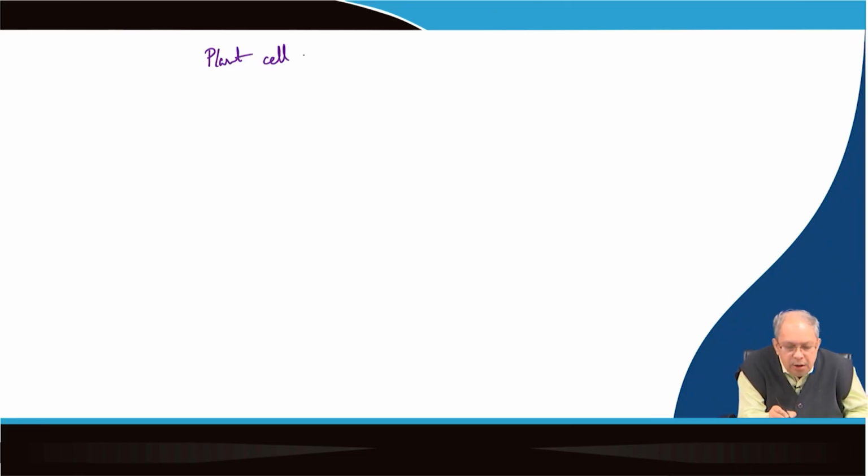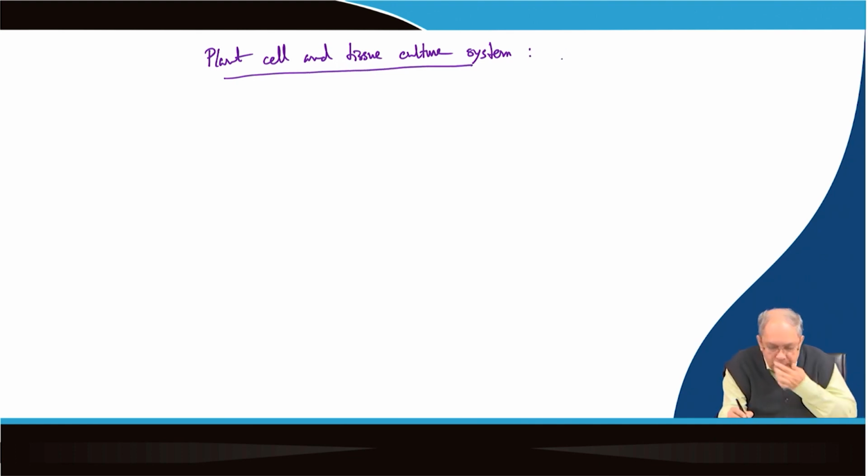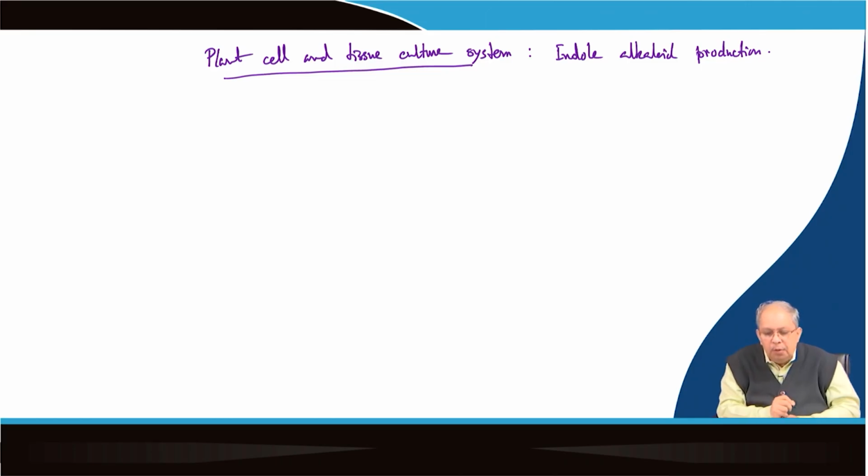Plant cell and tissue culture system for indole alkaloid production. I have already mentioned that cell cultures of Catharanthus roseus were explored, but they failed to produce the alkaloids, having deficiency in late enzymes of the pathway.